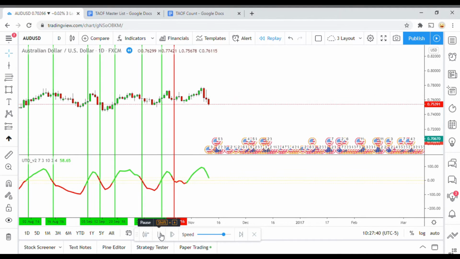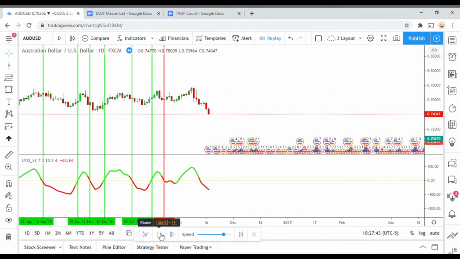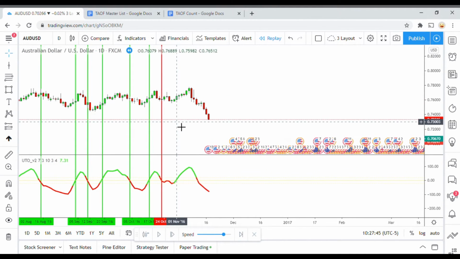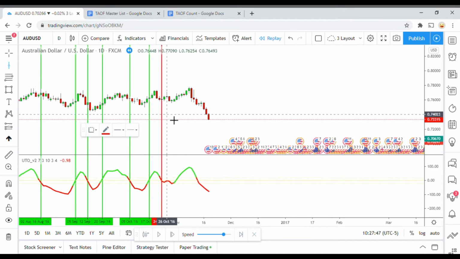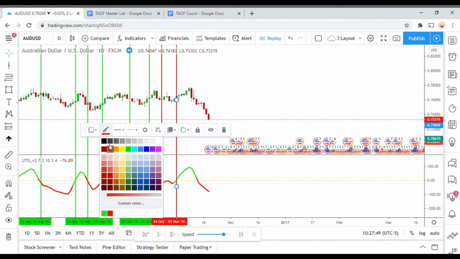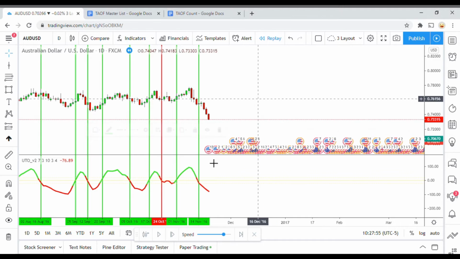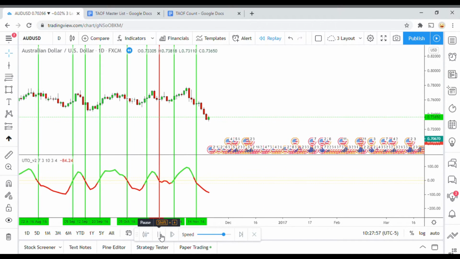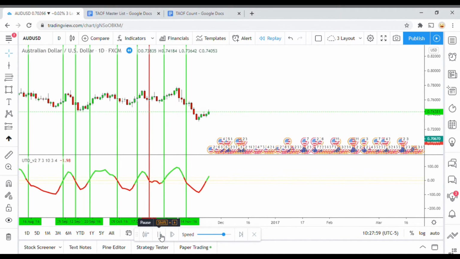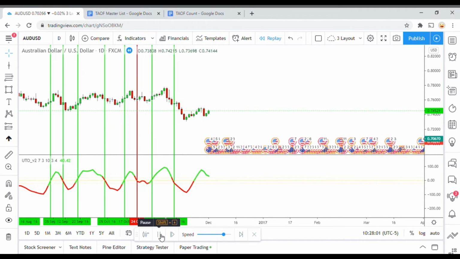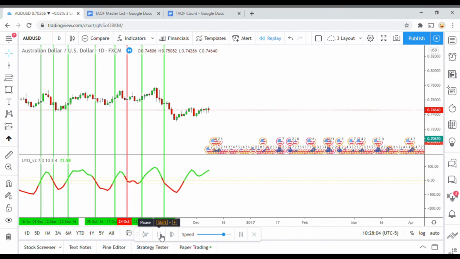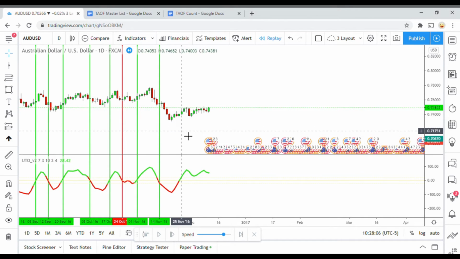Really does seem to be doing super well. Interesting. Getting quite a few signals, but even with a lot of signals, it seems to be really rather accurate.